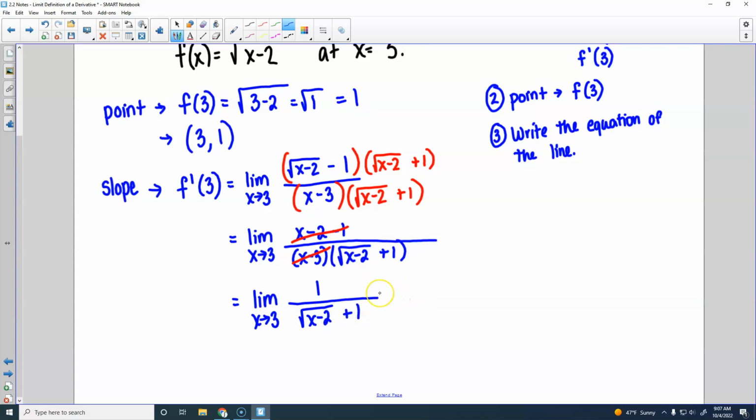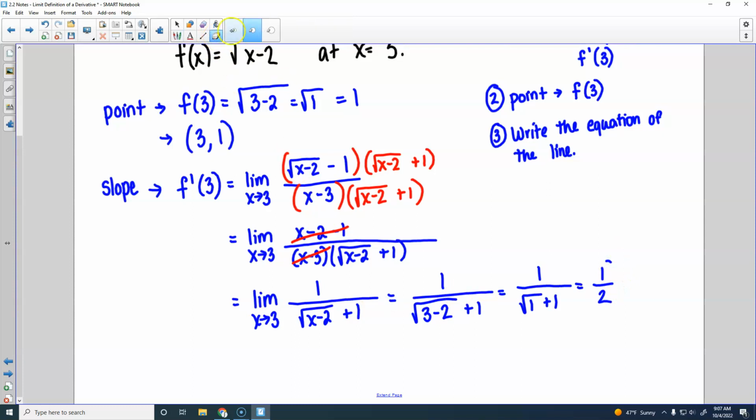So now I still have limit notation because I have not plugged in my 3 yet. At this point, I'm plugging in the 3, so I can drop limit notation. What is the square root of 1? It's 1. So we're going to get 1/2. Oh wait, I almost circled that like it was my final answer. Is that my final answer? It feels like it. What did the question ask us for?